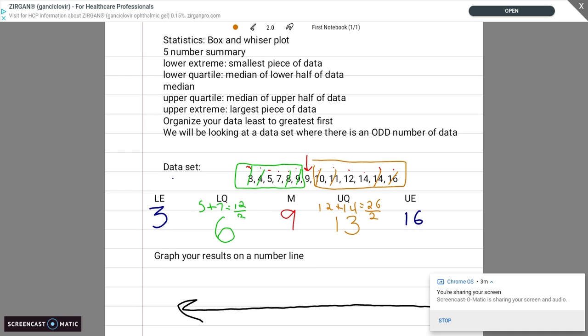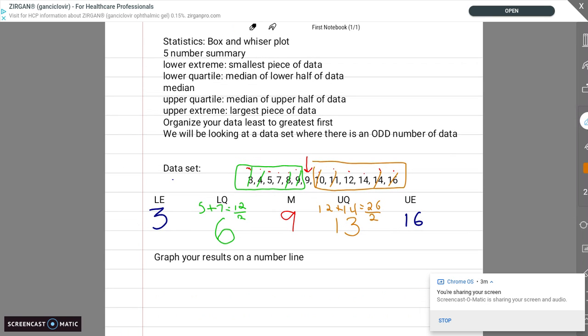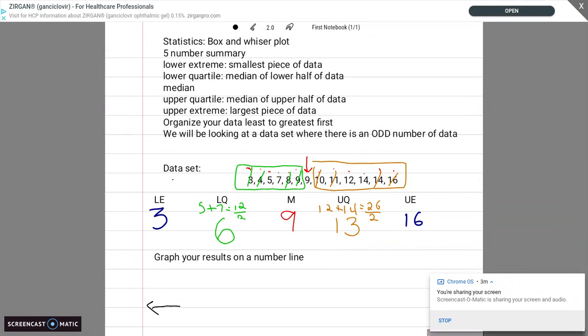So now I have all the pieces I need in order to graph this information. I'm going to move this number line over just a tad. So let's get the black. When you are creating your number line to graph your box and whisker plot, you have to make sure your intervals are even. So let's look at my data. Let's use ones. So this is going to be 1, 2, 3, 4, 5, 6, 7, 8, 9, 10, 11, 12, 13, 14, 15, 16, 17, 18. That's all I really need to show on the number line here.